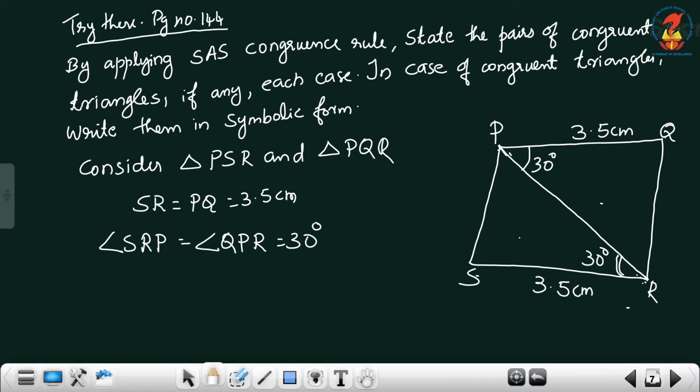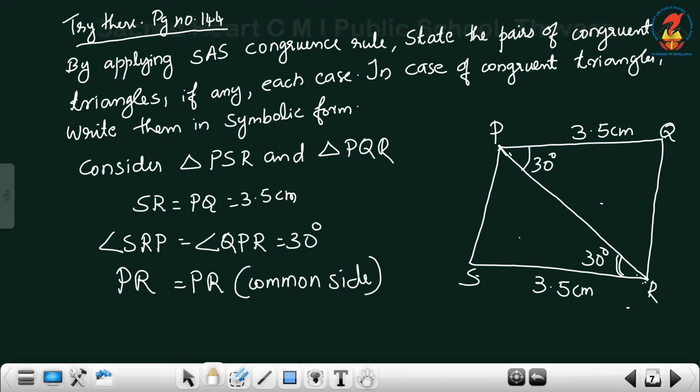Next step, PR is the common side. PR equal to PR, common side of both the triangles. Okay. Therefore, in triangle PSR, here 3.5 centimeter, here also 3.5 centimeter. This is a common side. Definitely angle SRP is the included angle of these two sides. The same thing, angle QPR is the included angle of these two sides.